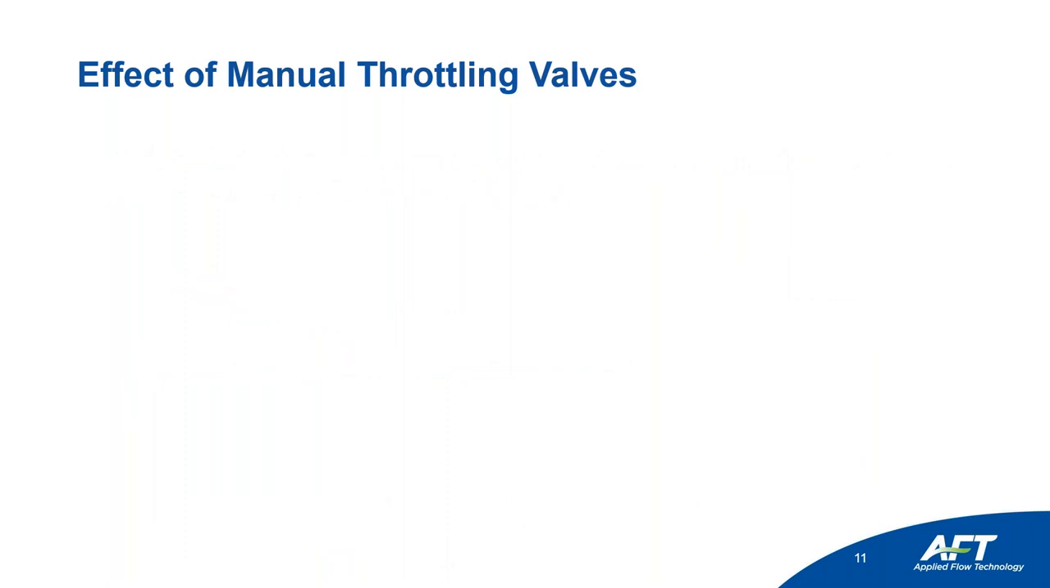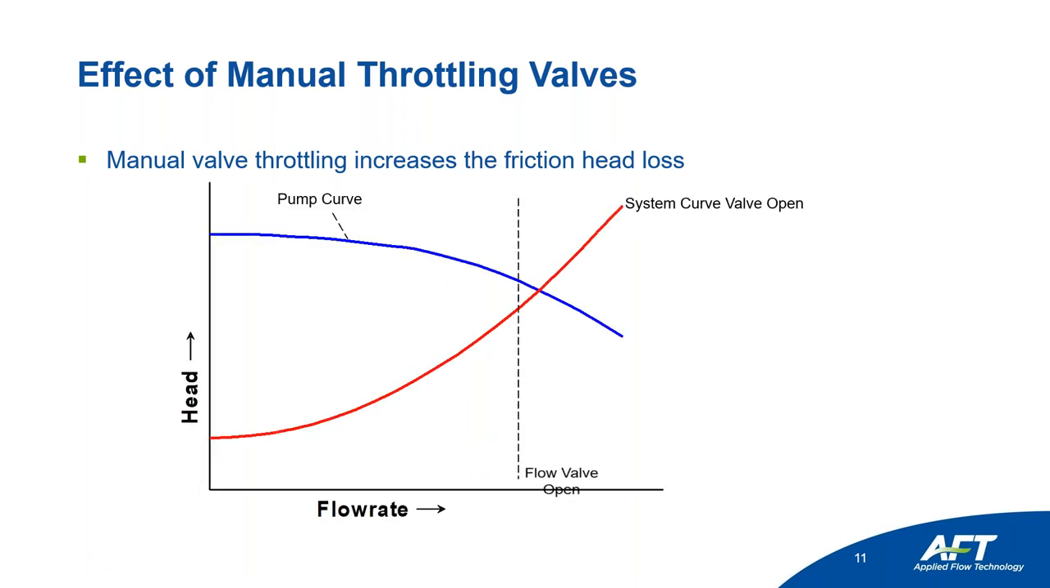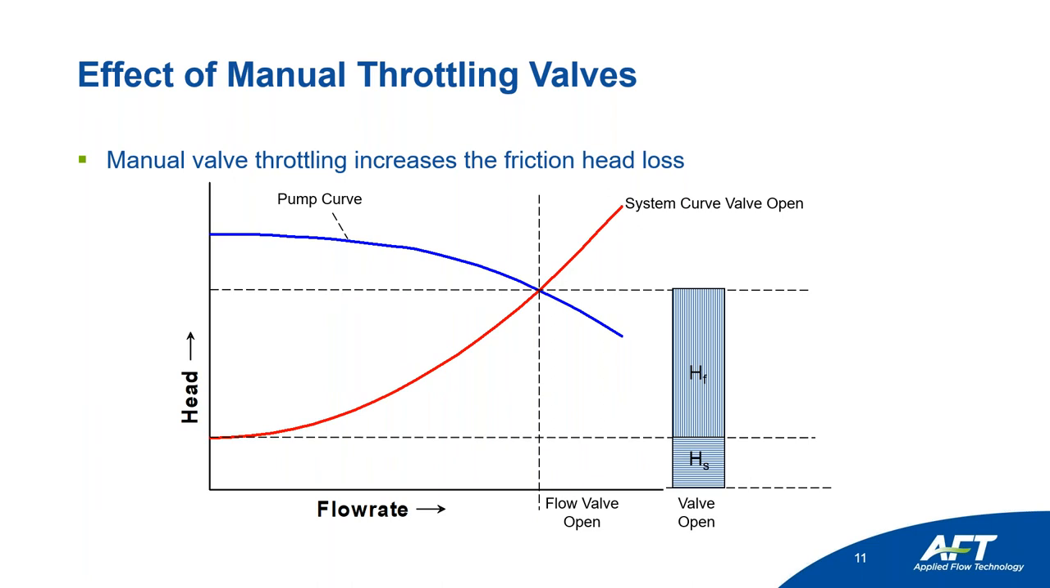Okay, so now let's take a look at what pump and system curves would look like when you have manual throttling valves. Manual throttling valves are just going to be stuck in one position once you change it to that position, and it's not going to change until you change it. Manual throttling valves are going to increase the amount of frictional head loss that you'll see in your system. This is very similar to the Fathom model that I showed you before, where the valve is fully open and we've got our static head and our friction head, and that's where our curves are going to intersect at our operating point.